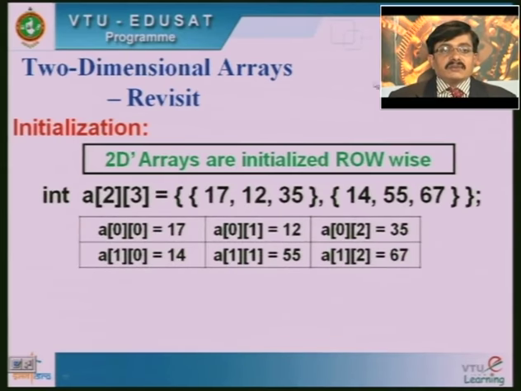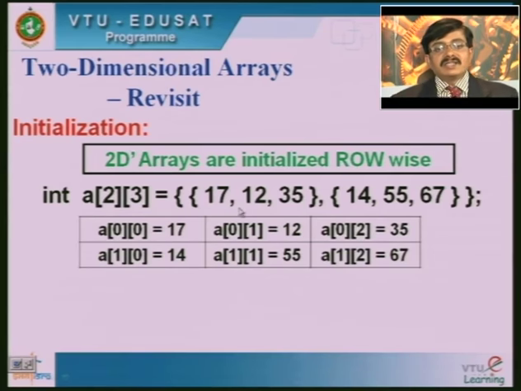Now, you see here a of 2 3 is a two-dimensional array having 2 rows and 3 columns. The 0th row has 3 elements, and the first row will also have 3 elements. So here each row is a one-dimensional array, and we know how to initialize one-dimensional arrays. Within the curly braces we separate the elements by comma except the last element of the array. Here also, the 0th row is one array, initialized with 17, 12 and 35. So in the 0th row, 0th column is 17, first column is 12, and second column is 35.